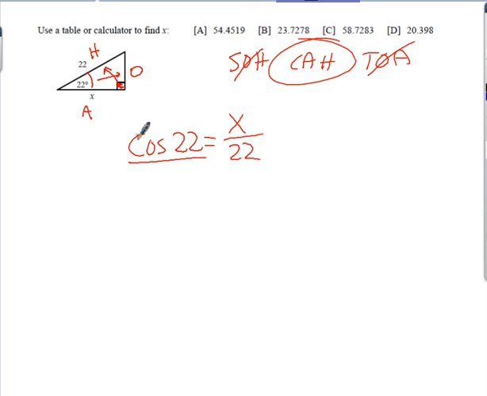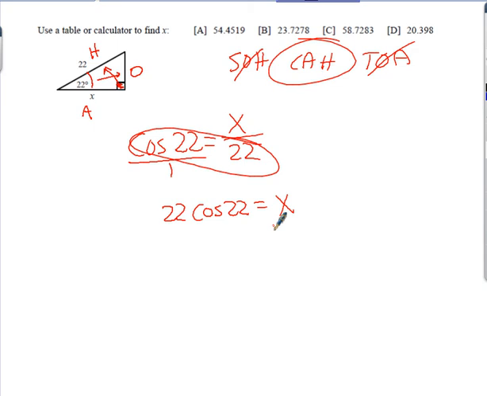That's one entity itself, or one piece, one term. And I'm going to drop a 1 under there. Just like before, we turned it into a proportion. Two fractions are equal to each other. Now we can cross multiply. So 22 times cosine 22 is equal to 1x, or just x.